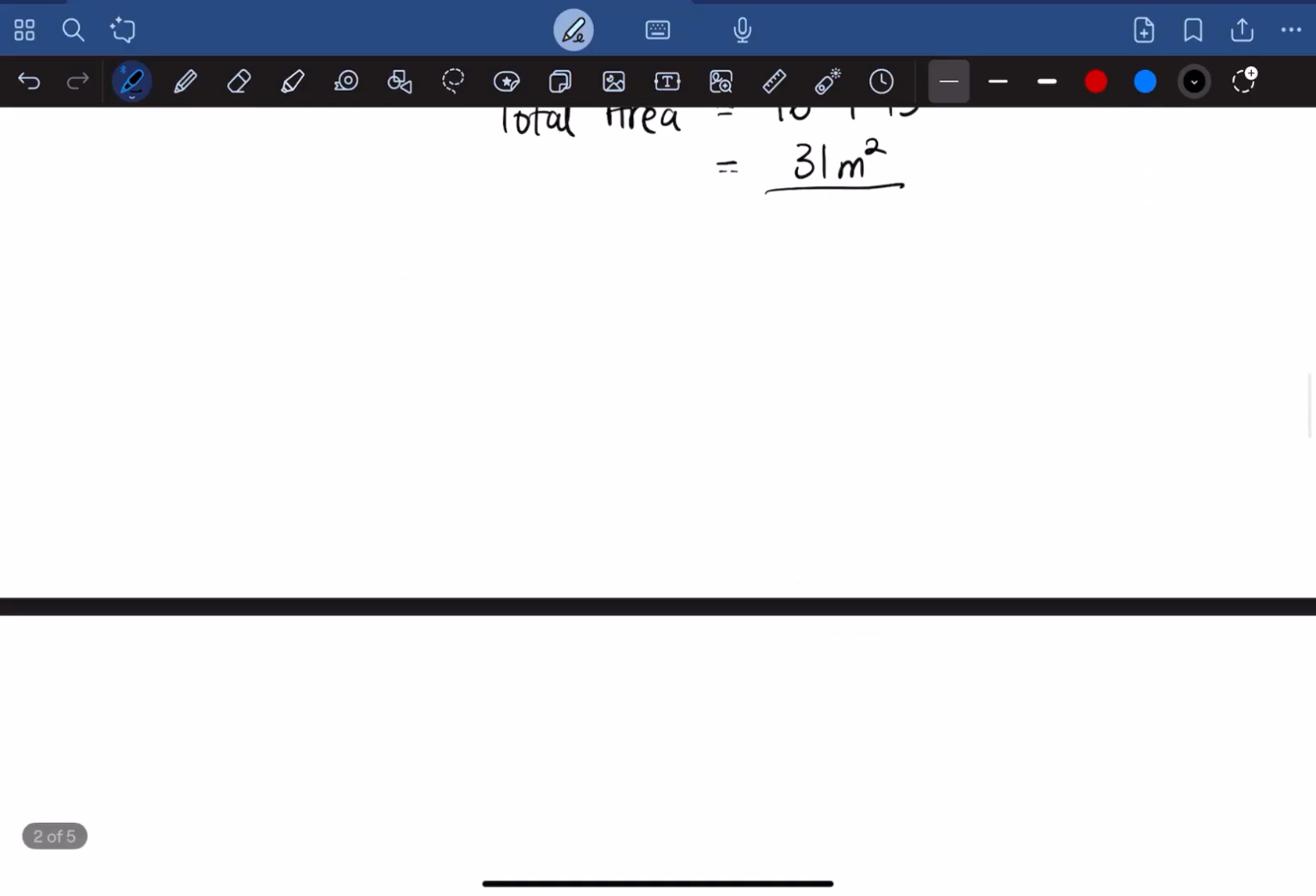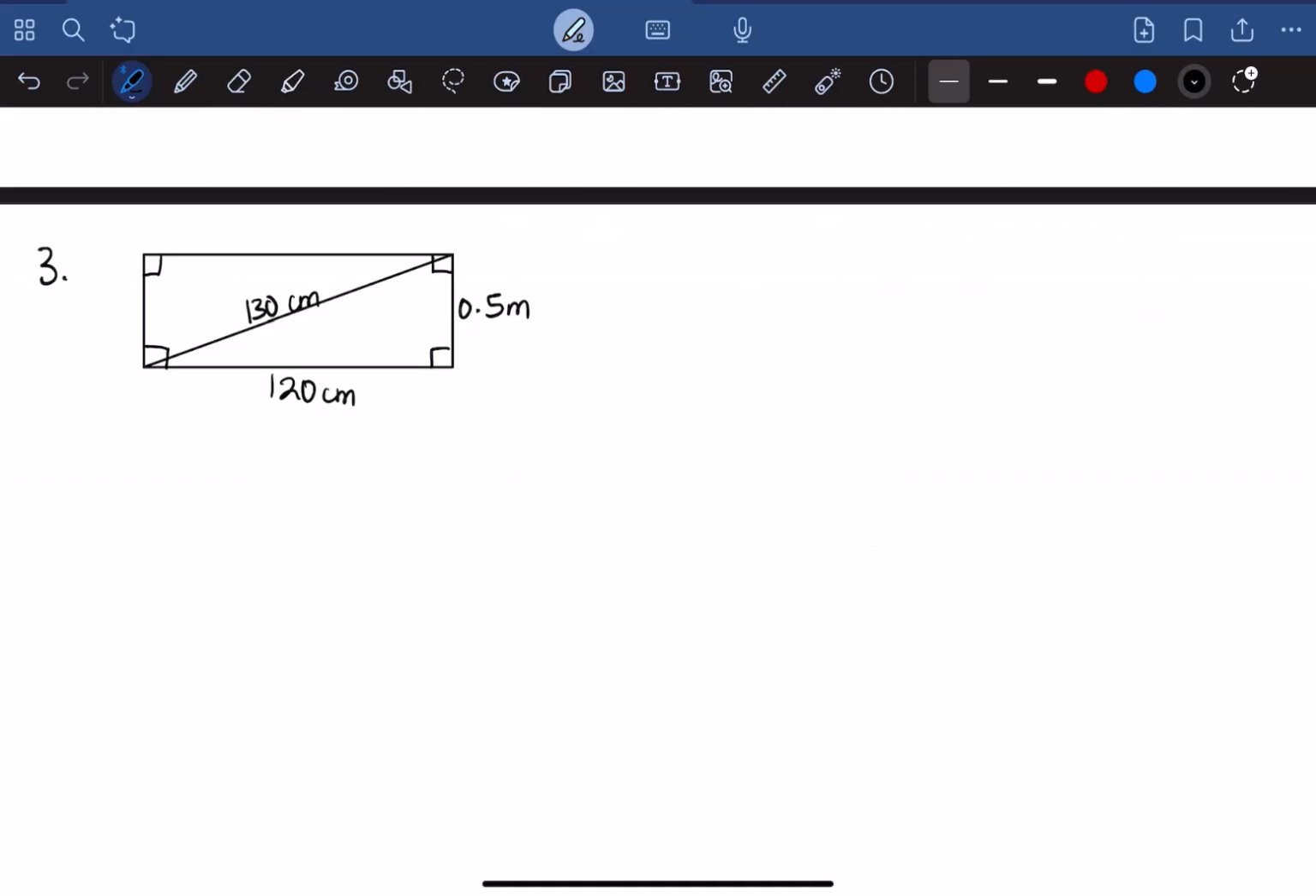Moving on to example number 3, we are given a rectangle, but there is something different here. The units are different. We have centimeters and another centimeter, and we have meters. The first step that I am going to do is change the units of these centimeters into meters, and I get 1.3 and 1.2 meters. I will go ahead and find the area.